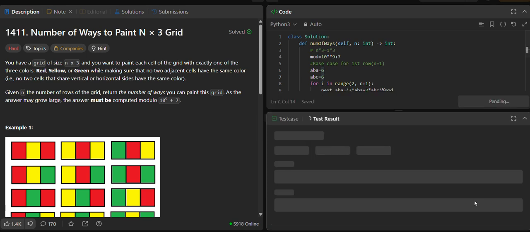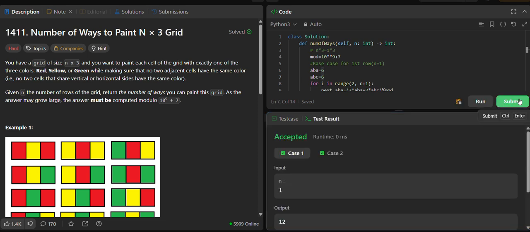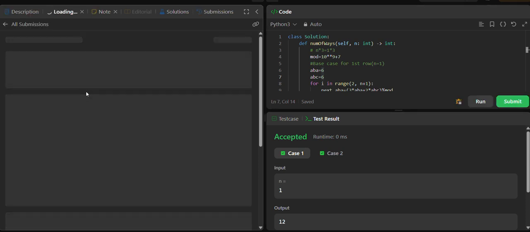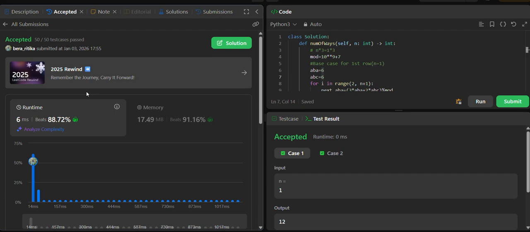Now run the code. Okay, it's running. Now submit. Yeah, so our code is running good.